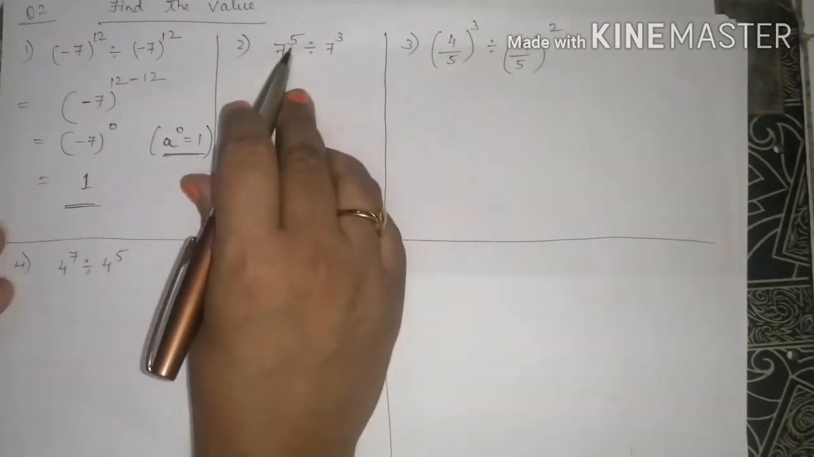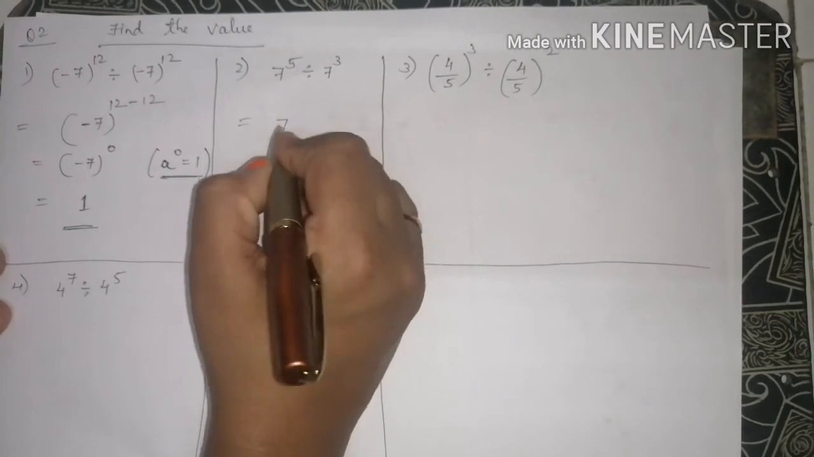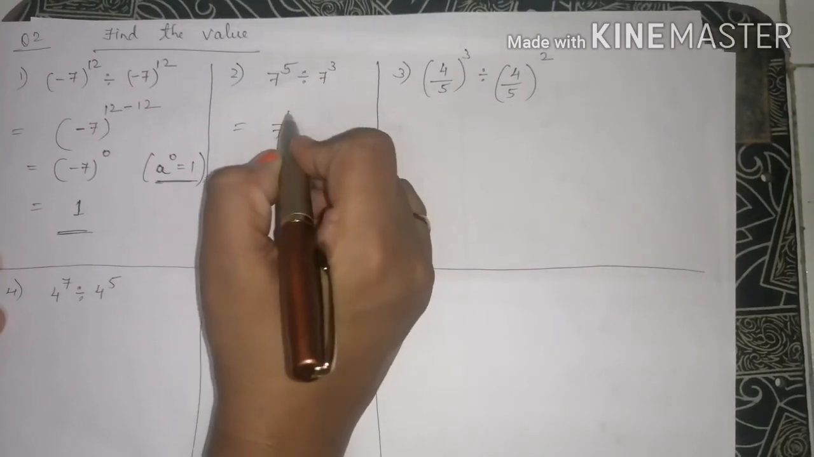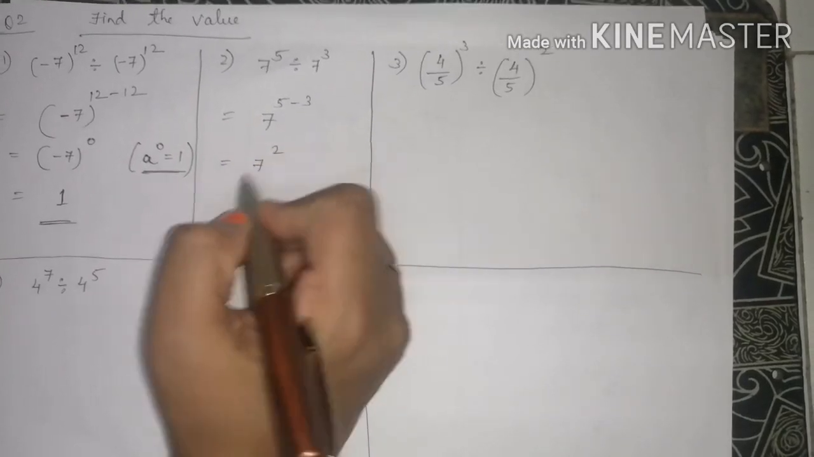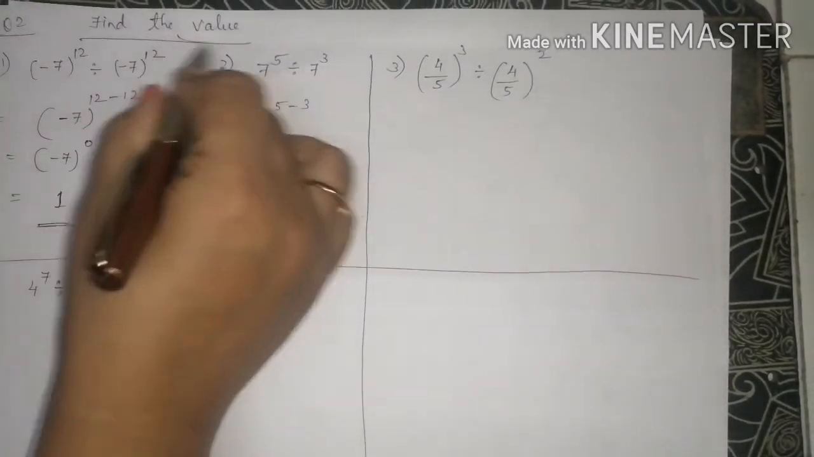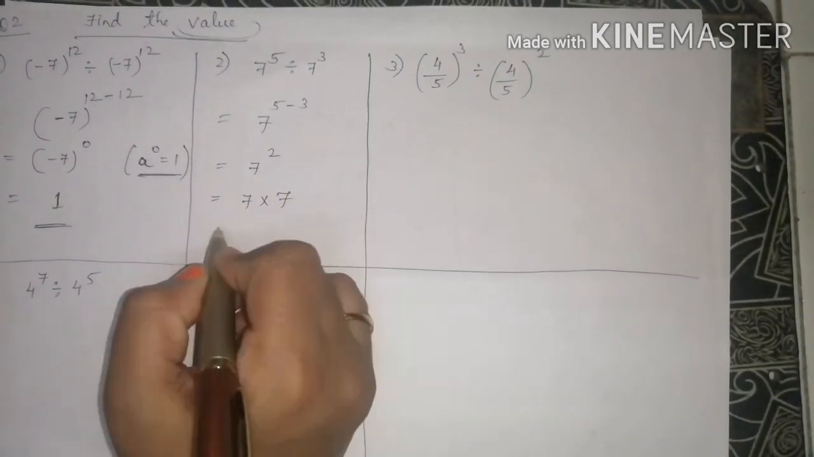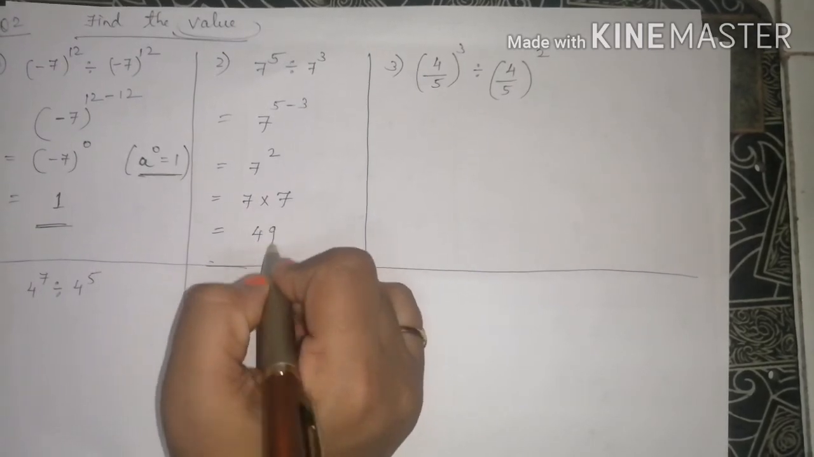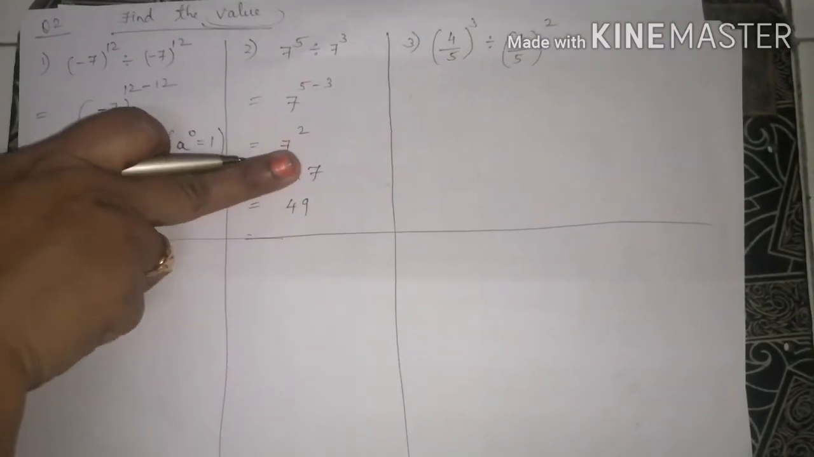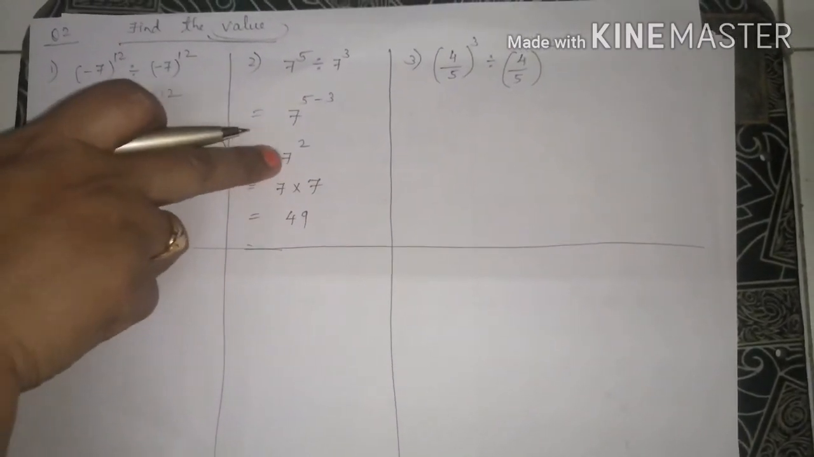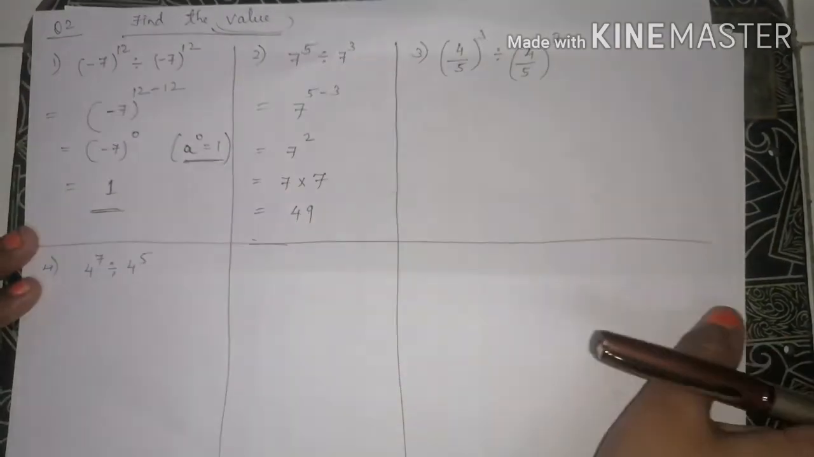Let's move to the second. 7 raised to 5 divide 7 raised to 3. Base is same, 7. Write it one time. Subtract the powers because it is division. 5 minus 3. So 7 raised to 5 minus 3 is what? 2. Now we can't leave the answer like this because we have to find the value. So 7 raised to 2 means 7 will be multiplied how many times? 2 times. So 7 7 is what? 49. So what is the value of this answer? 49. 7 into 7, 7 7 is 49.